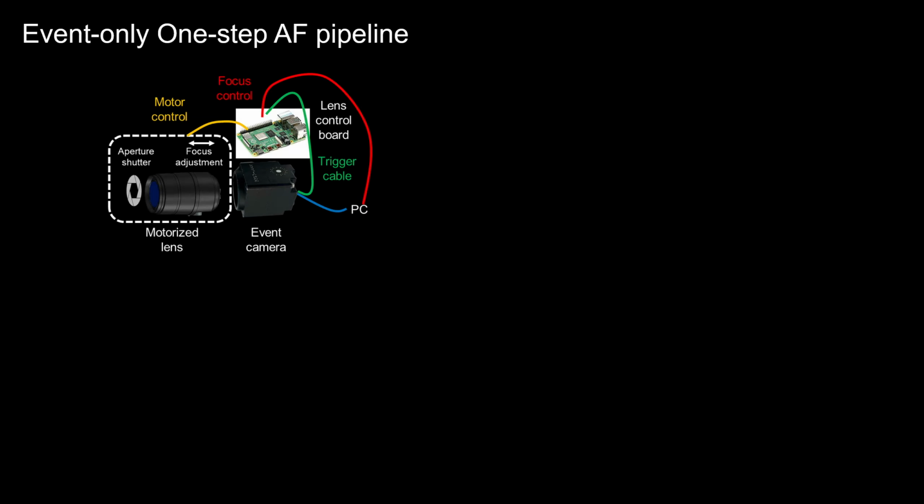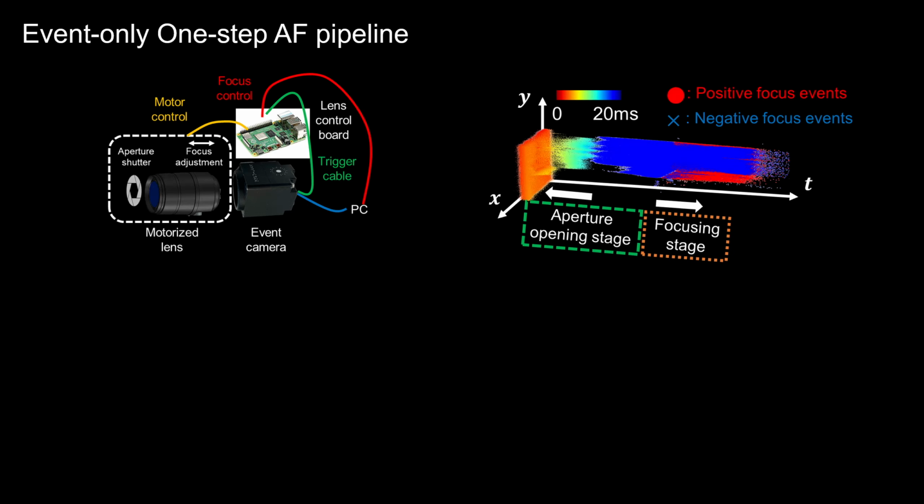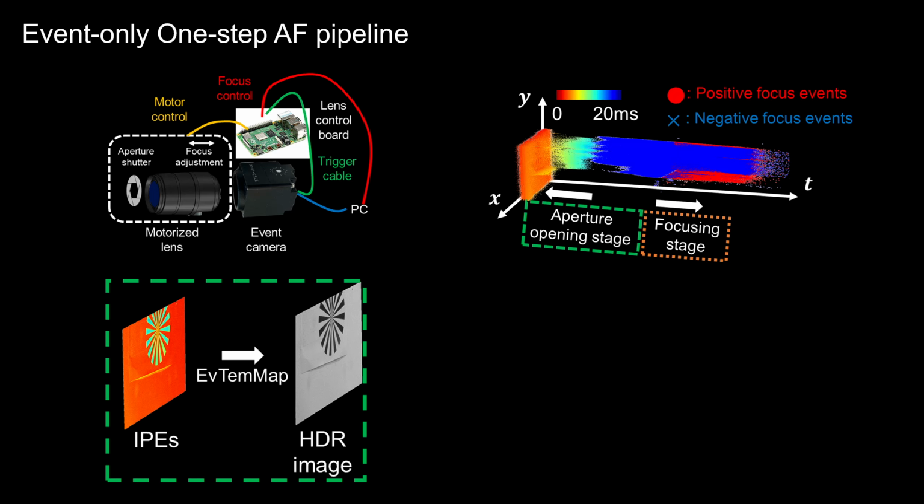We integrate the event temporal mapping technique into a full event-only one-step autofocus pipeline and build a complete experimental setup to validate it. The motorized lens is responsible not only for the focus motion, but also for initiating the autofocus process by opening the aperture from a closed state. The pipeline consists of two stages, the aperture opening stage and the focusing stage. During the first stage, EVTEM-MAP transforms the initial positive events into a high dynamic range grayscale image.